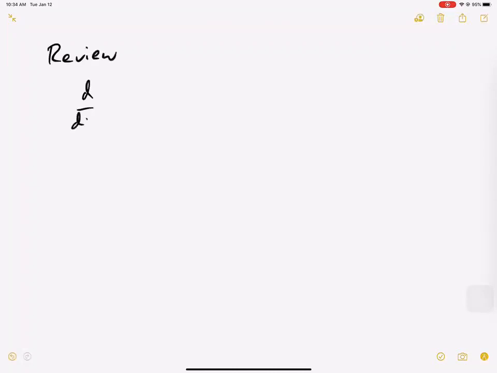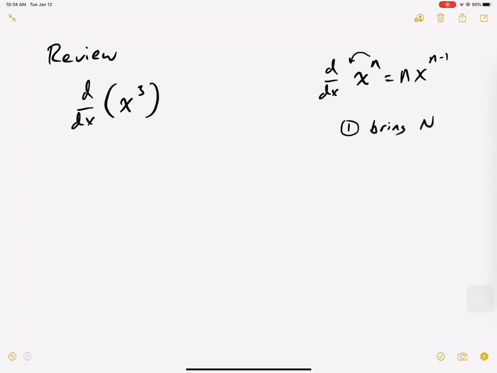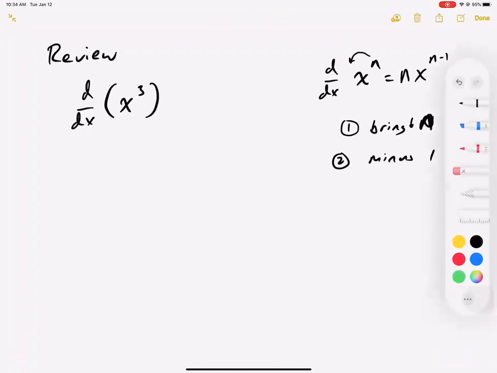If I ask you for the derivative of x cubed, right? We had a rule that said if it's the derivative of x to the n power, the n goes to the front, and we subtract 1 from the exponent. So really two steps. First step was bring down n, and the second one was minus 1 from n, our exponent. This is a little baby n. Those are our two main things for the power rule.